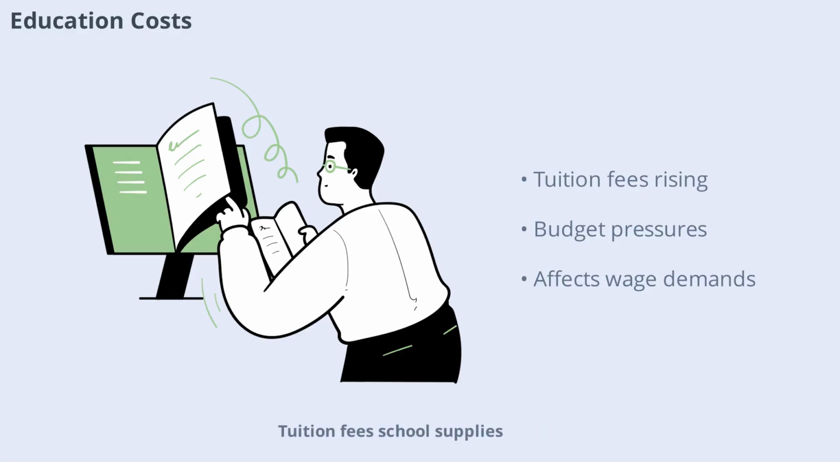Tuition fees, school supplies, and related expenses can put pressure on family budgets. As education becomes more expensive, it can also influence wage demands and broader economic trends.